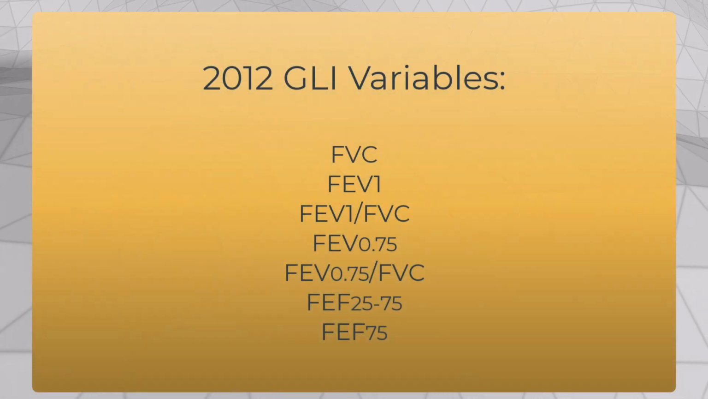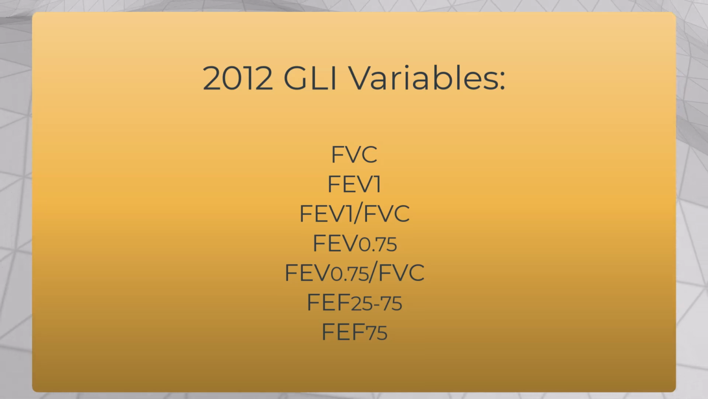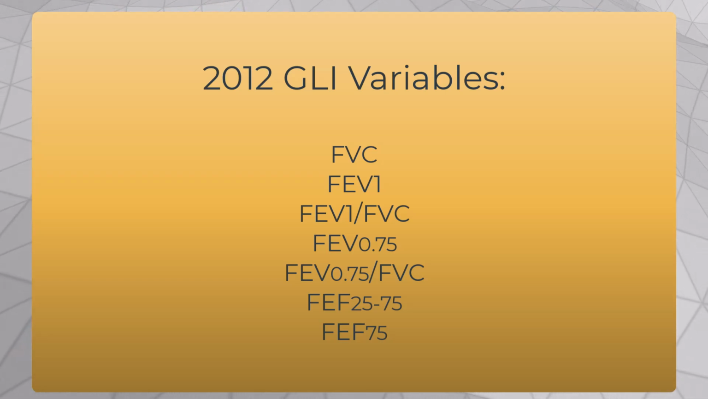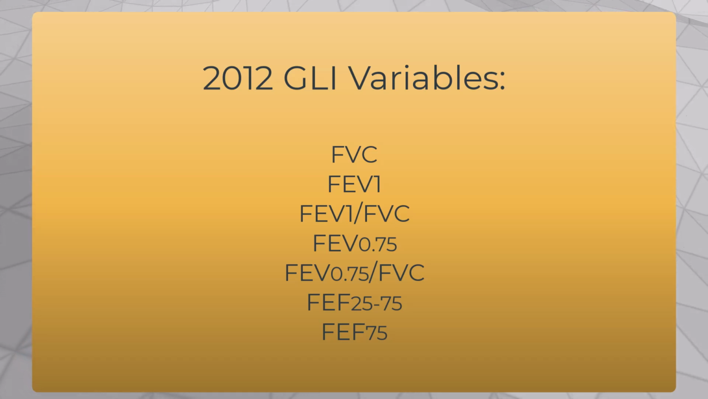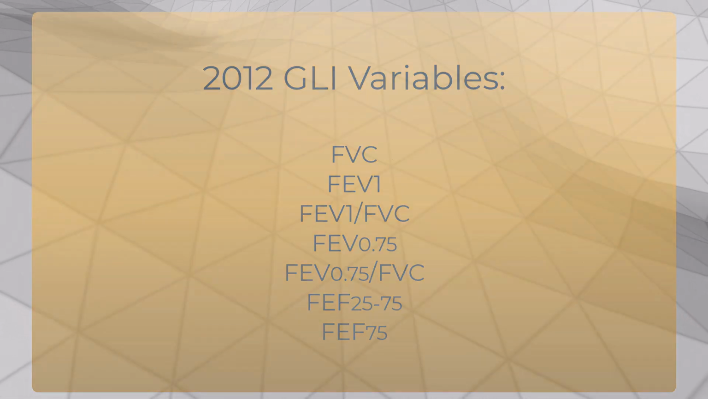While the 2012 GLI equations did not include all of the forced vital capacity variables, they included FVC, FEV1, FEV1 over FVC, FEV 0.75, FEV 0.75 over FVC, FEF 25 to 75, and FEF 75. One notable variable that is missing from this reference set is the peak flow variable.